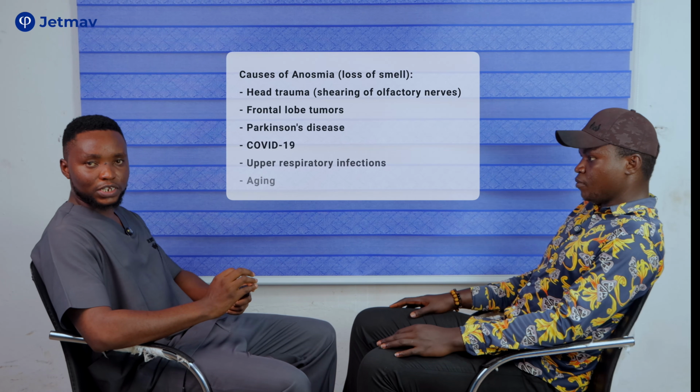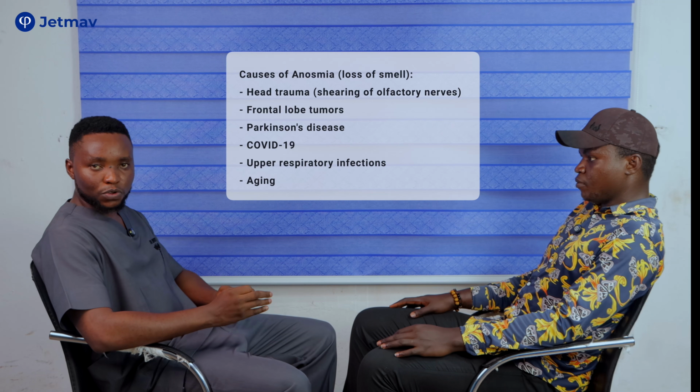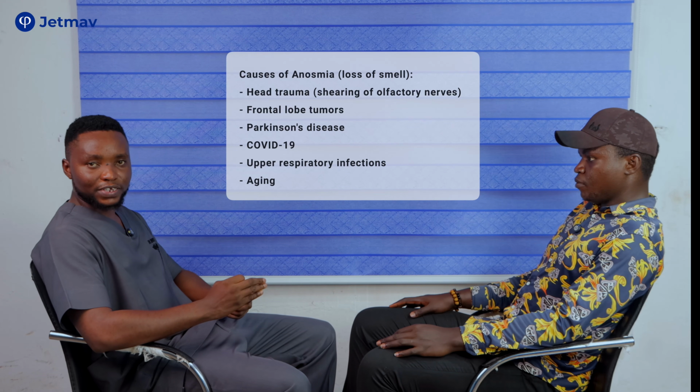Now, this is often omitted in most cranial nerve examinations, except the patient complains of anosmia, which is loss of smell. Some of the things that can cause anosmia are things like head trauma, which might lead to shearing of the olfactory nerves. We also have things like frontal lobe tumors, Parkinson's disease, COVID-19, upper respiratory tract infections.